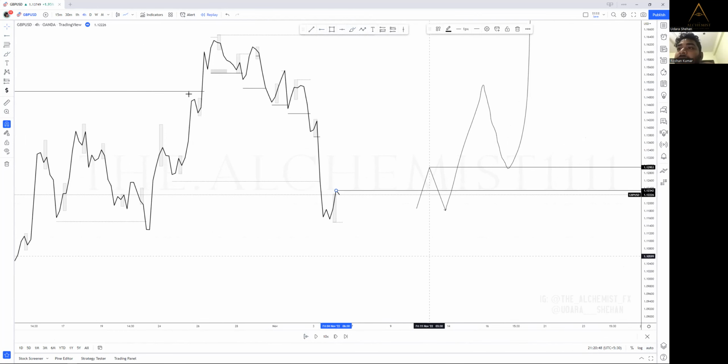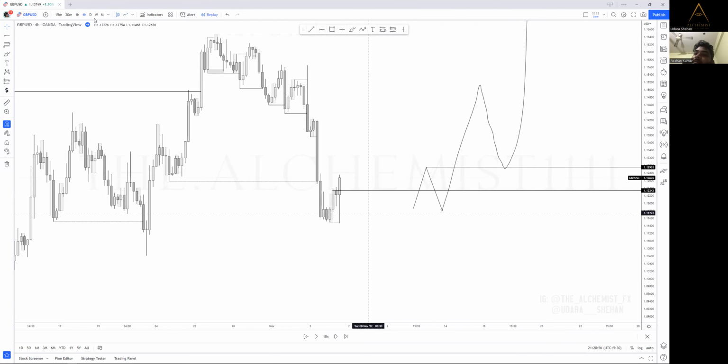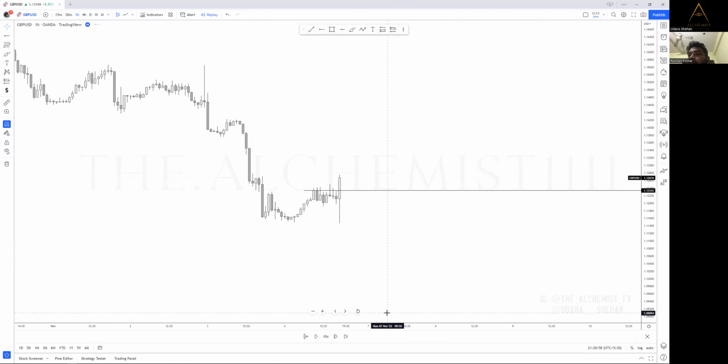What happens now? It's broken. Not yet. There it goes. It's broken. Can you see that? A resistance is broken. Then what will it do? It will act as a support, right? It will act as a support.